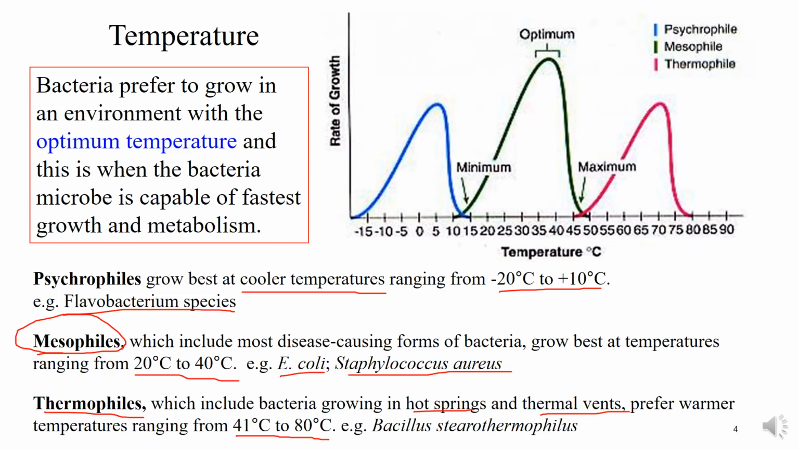As you can see from the graph here, this graph has a rate of growth against temperature. You see that the blue line indicates the growth of psychrophiles, and the green one indicates the growth of mesophiles, and the red or pink one indicates the growth of thermophiles. So the optimum temperature is at the peak of its growth.